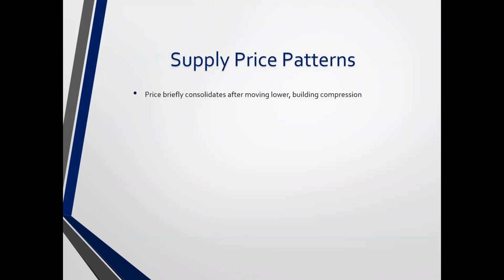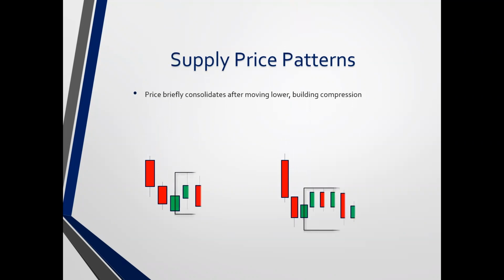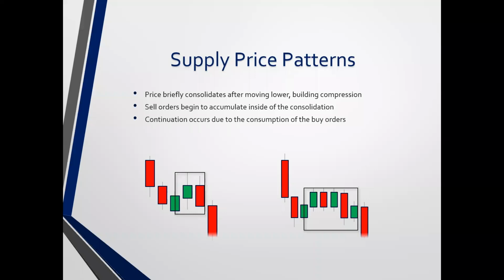So again, just invert this. Supply patterns, it's consolidating after a move lower. As you recall, demand was after a move higher. They're building compression, so on and so forth, moving down, moving sideways, accumulating and consuming. Okay, and then we find out who wins that battle, right? So now we know in this case, supply exceeds demand, or sellers accumulated and buyers got consumed.